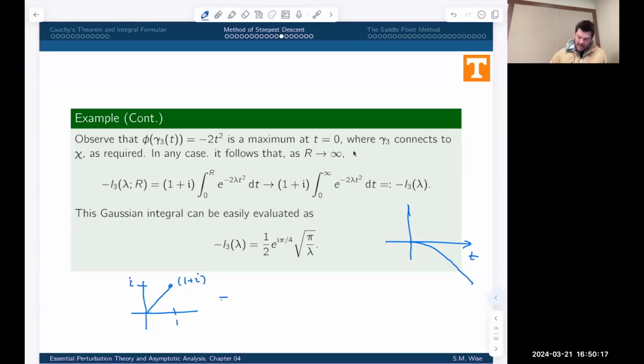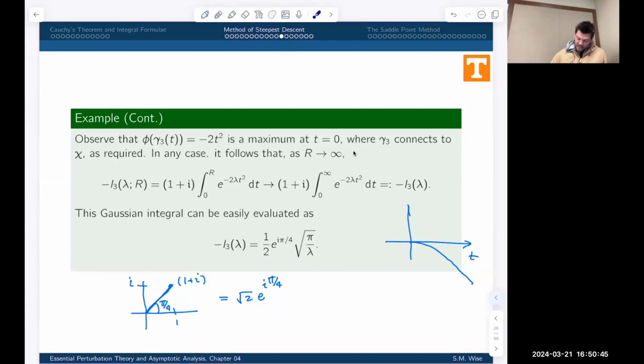This can be written as square root of 2 times e to the i pi over 4. That's because this angle is pi over 4, and this length is the square root of 2. Right? So all I'm doing is writing this in polar form. You guys remember polar form of complex numbers, right?